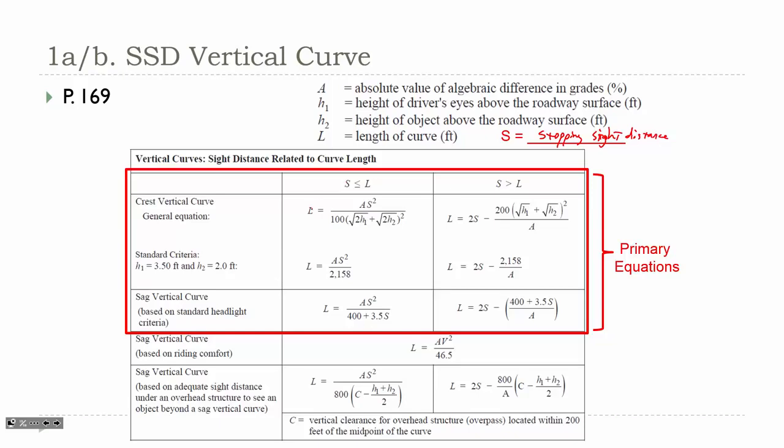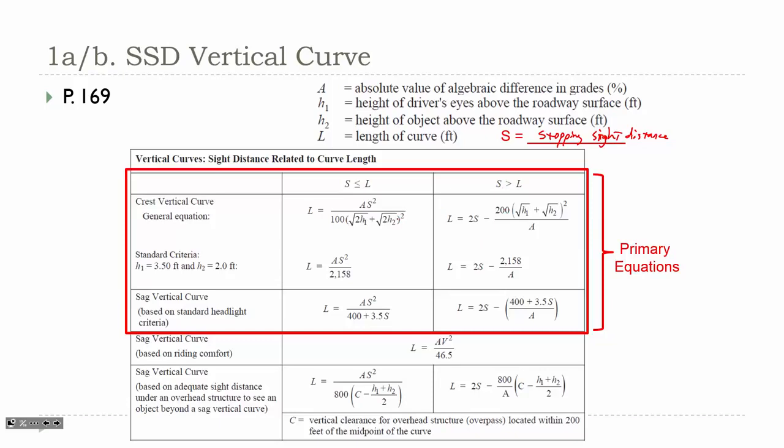So we have to solve for L, plugging in our H's and A, which is the algebraic difference in the grades, and S. Stopping sight distance is based on the design speed of the roadway, so we'll know all these values. We solve for L, then check to see if the S that we started with is less than the L we calculated. If so, then this would be the design length. If not, then we calculate it this way, and L should be less than S, and that would be the design length.